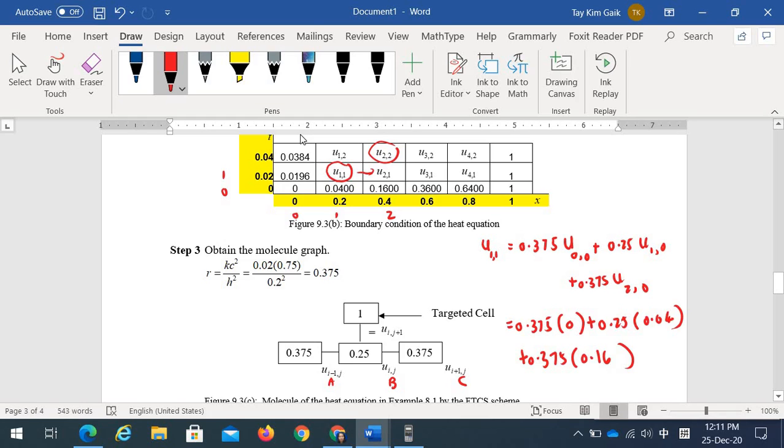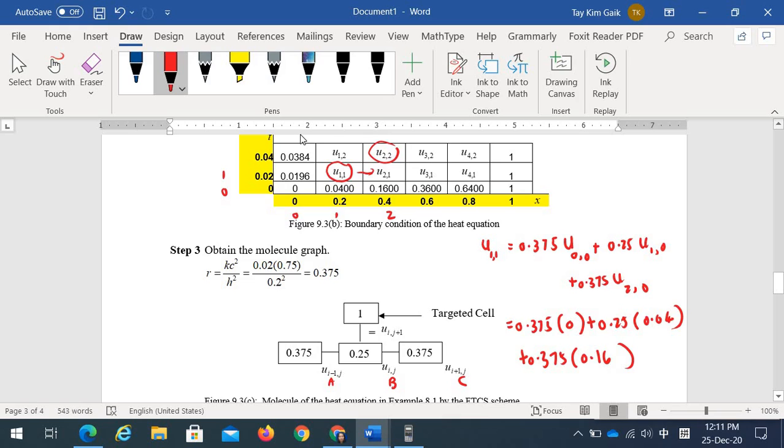Because especially for U11 you need the left boundary. At U41 you need the right boundary. And level 1 you need the bottom level, so that you can get the top level easily. So this method is called the explicit method.